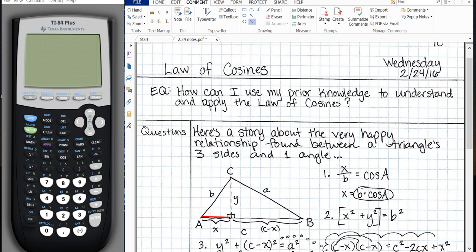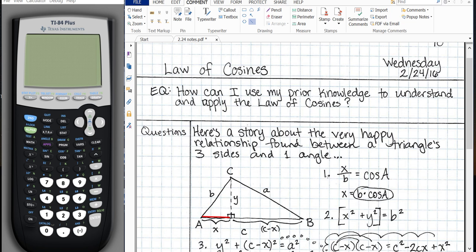Now the perpendicular line cuts it into 2 portions. So the red line on the left represents the length x. And then whatever's left over, well, that's c minus whatever x is. So that's that portion over there.